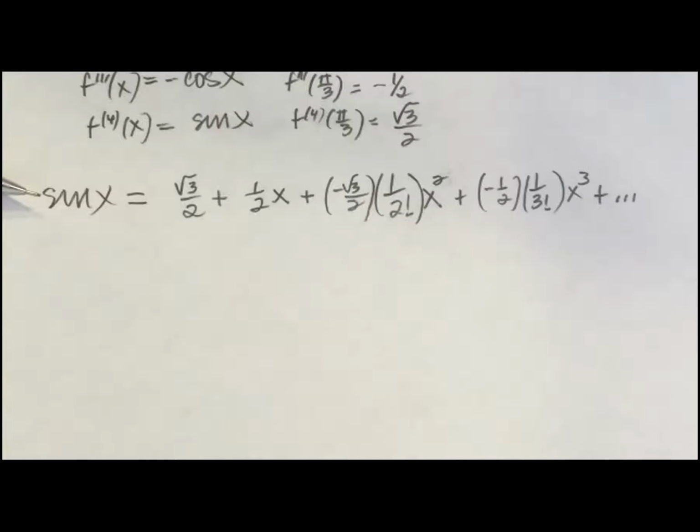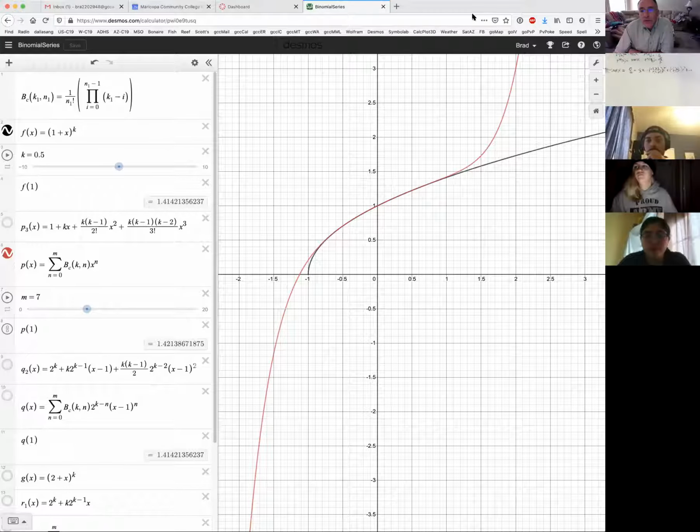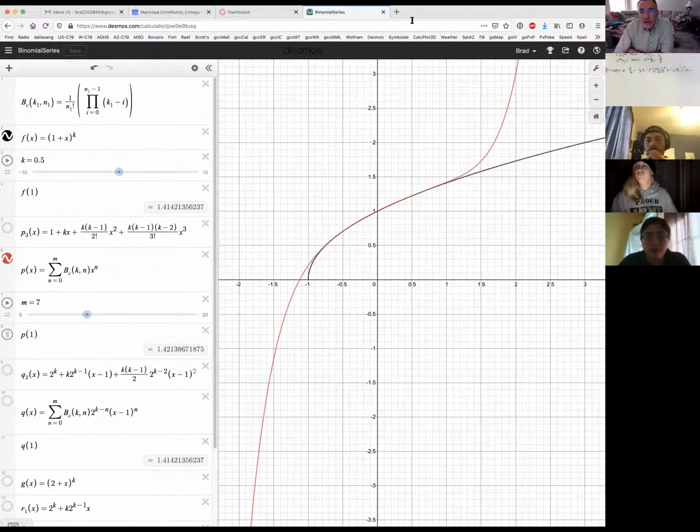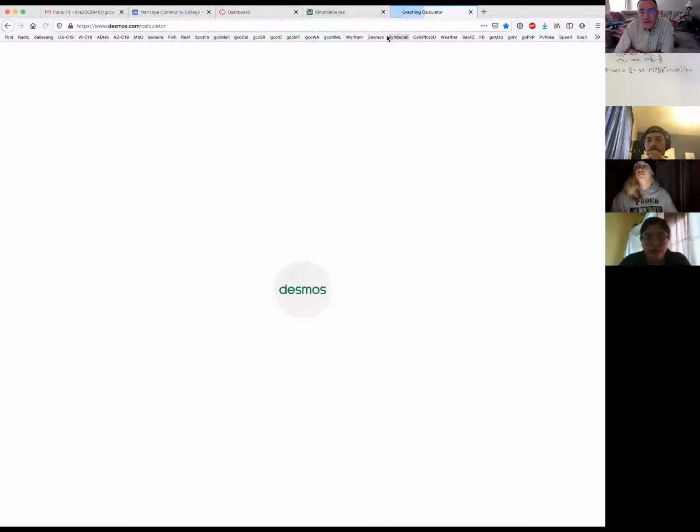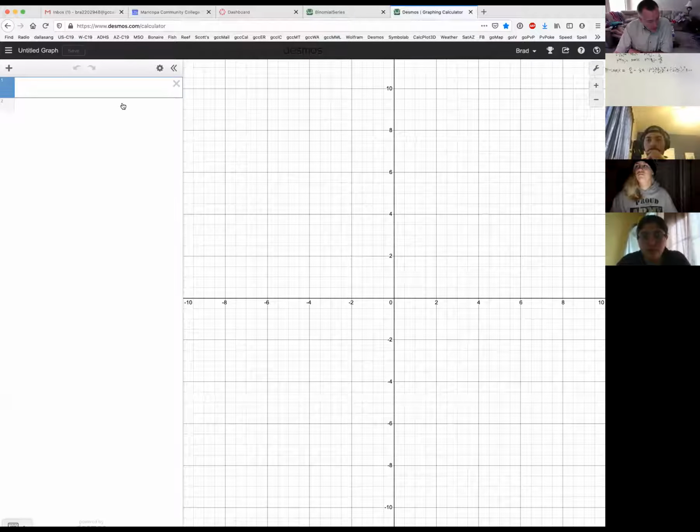Share Desmos. Oh, I already set one up for you. I don't want to share this one. I'm going to make a new window. We'll go back to this one. I tried to save a little typing this morning, so I got it preloaded. Okay, so here we go.